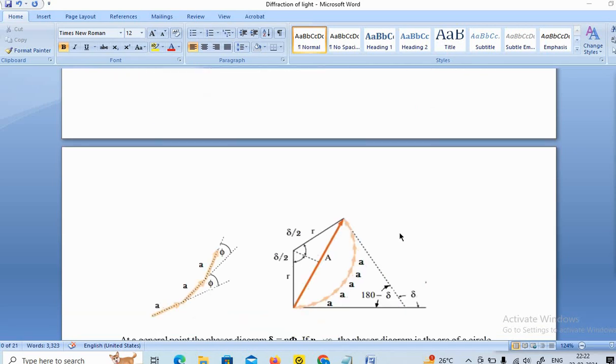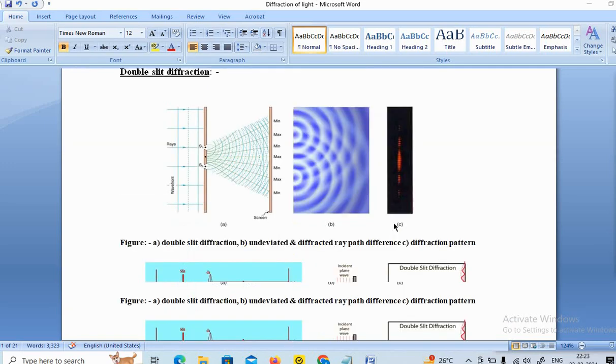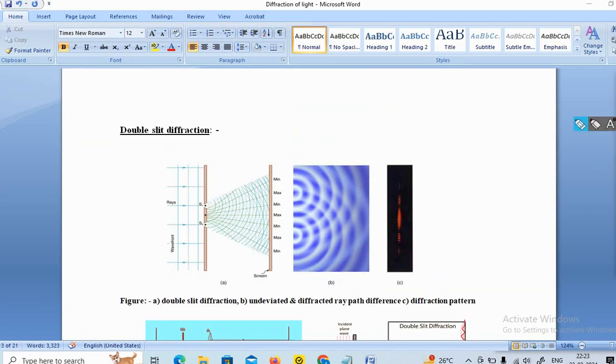Now, in case of double slit diffraction, we need to consider that there are two secondary light sources, sources of secondary light waves, and they are basically diffracted waves from S1 and also from S2. So the wave equation coming from S1 can be represented, say, by Y1. Okay, so this is A, the amplitude.